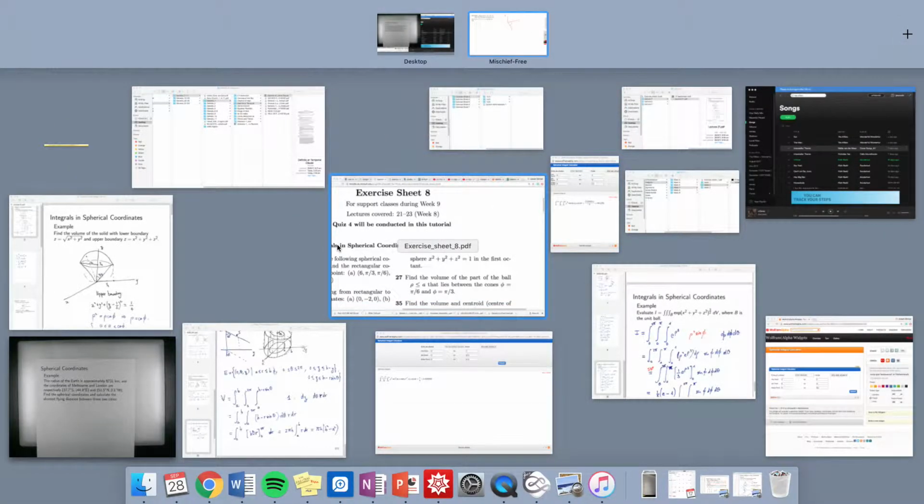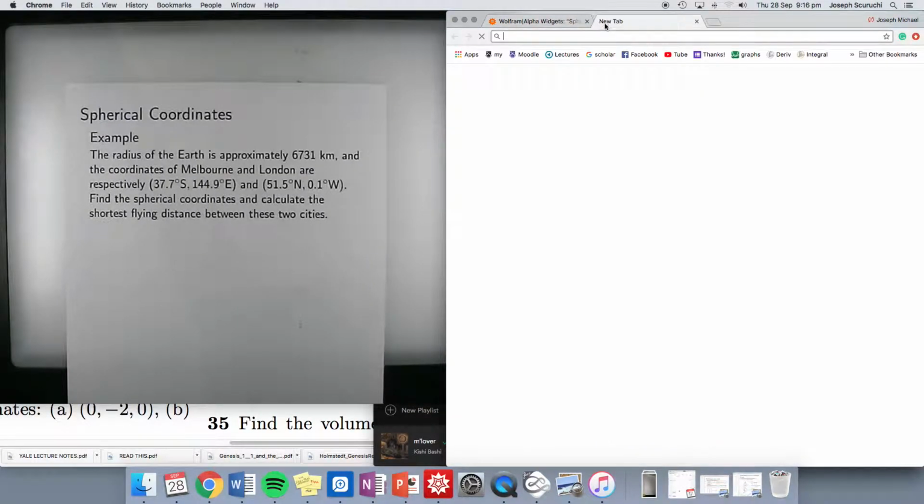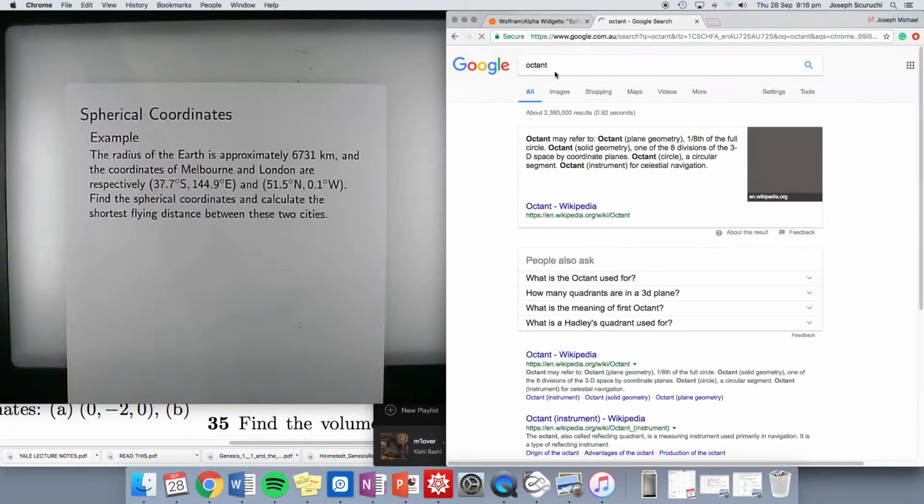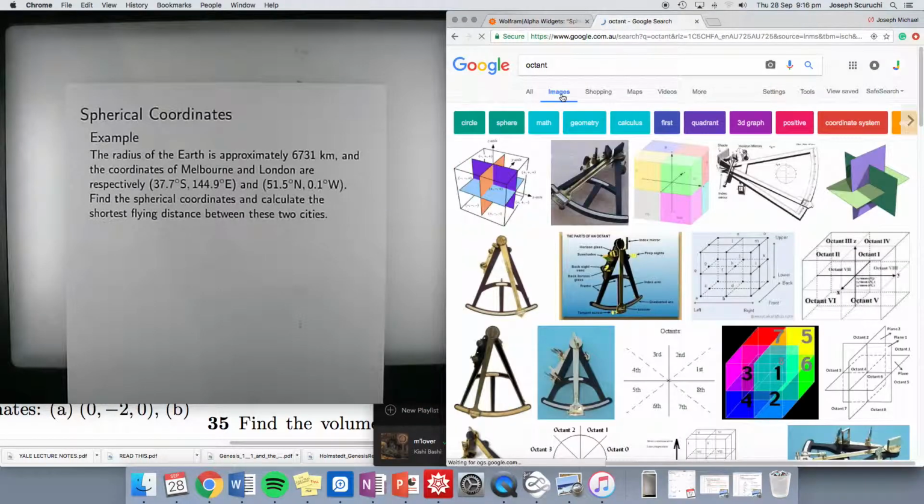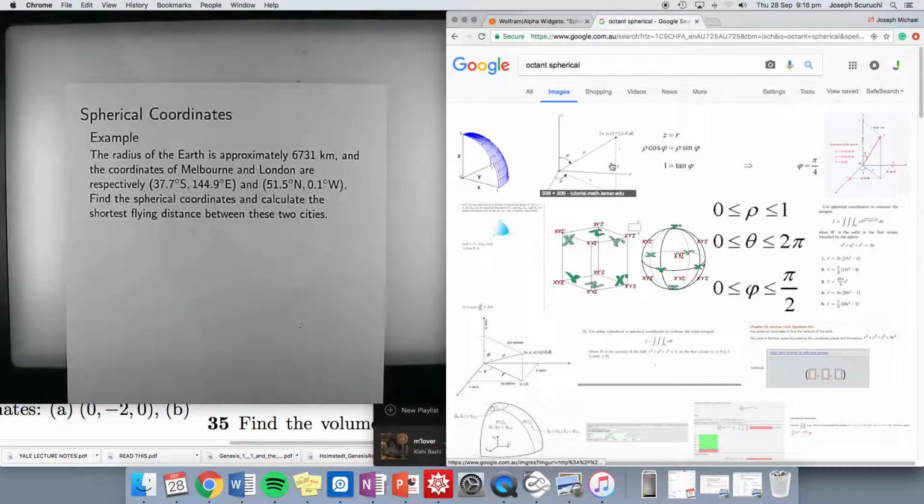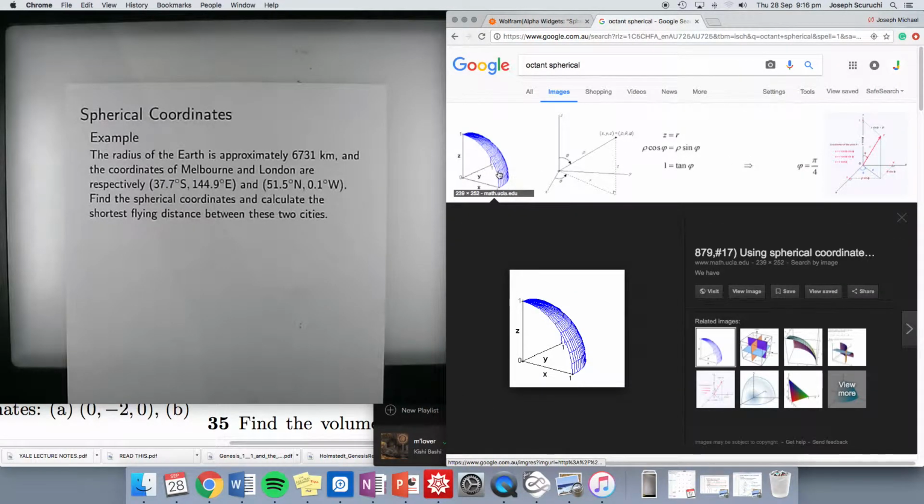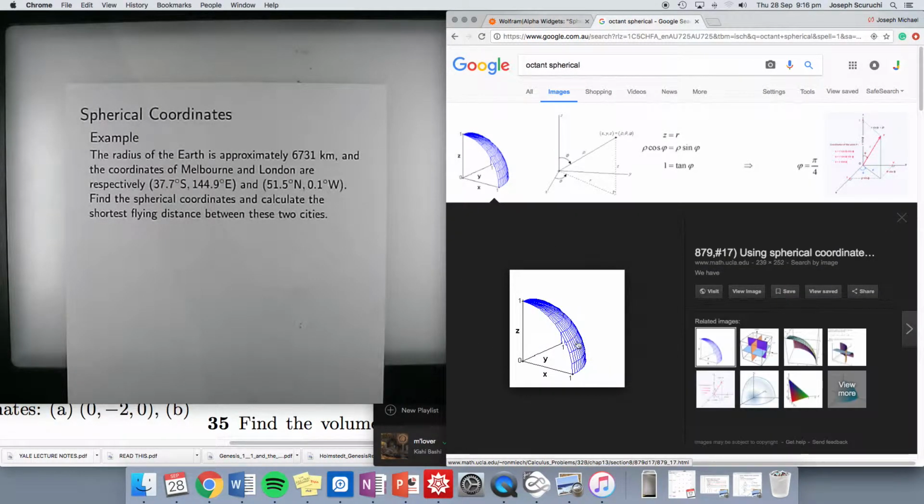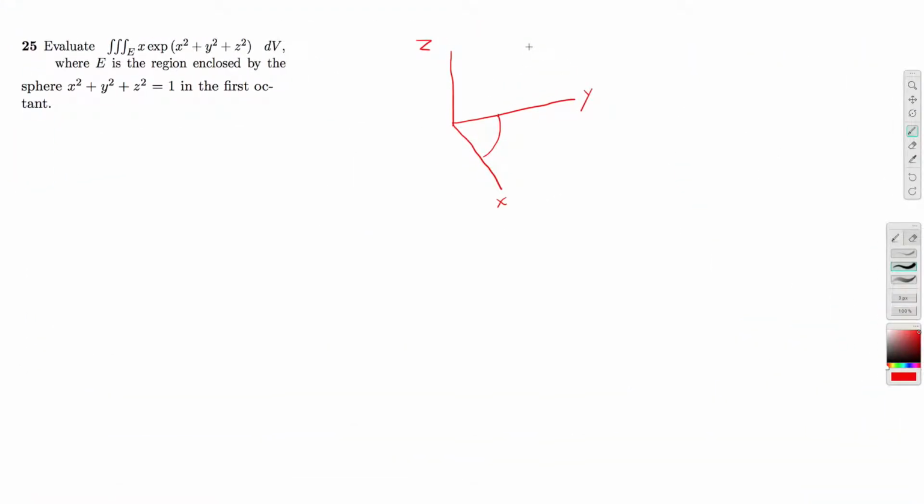Actually, let's Google an octant. See what it is? It's like one of those. Look at this: 1, 2, 3, 4, 5, 6, 7, 8. So you got 8 there, and you're just dealing with 1. So if you get a sphere, it's going to look like this. So you're dealing with just a quarter.